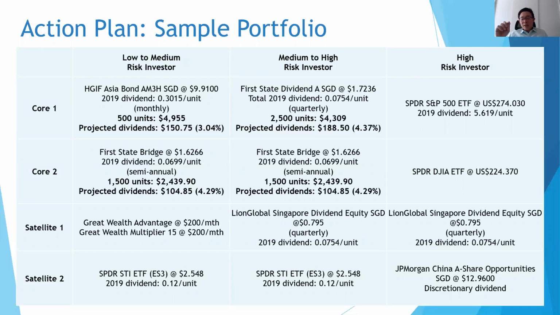As mentioned earlier, core 1 and core 2 are normally the more stable funds that give a pretty decent dividend. For example, First State Dividend Advantage pays about 4.3% dividend, and First State Bridge, which is a lower risk asset class, pays a slightly lower dividend. Both funds have had a very good track record, and both prices are now about 20+% lower than normal. So I think this is a good time to start investing.